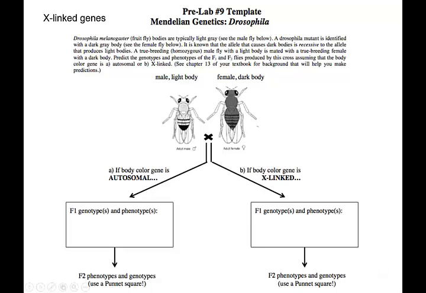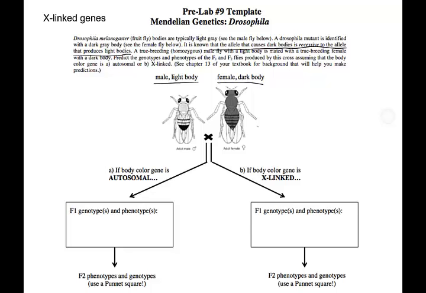Here's a video to help you get started on PreLab number 9, and we're asking you to imagine a cross between two flies that differ in terms of their body color. So we have a male who has a light body and a female who has a dark body. Now you're given some important information in the paragraph at the top, which is that the allele for dark bodies is recessive to the allele for light bodies.